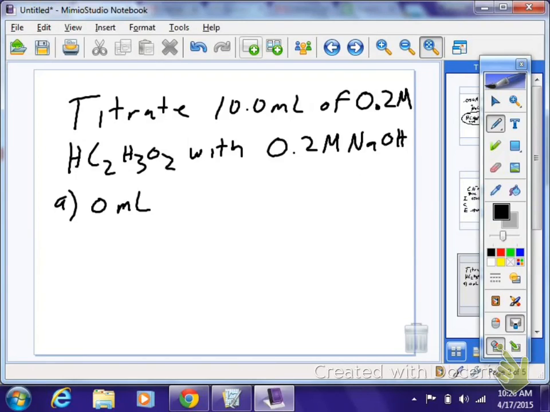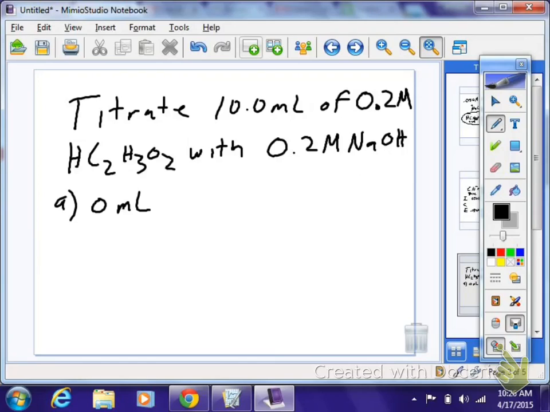So this is what you're going to do today. Just like we did the other day, you're going to titrate 10 milliliters of acetic acid, 0.2 molar, with the same concentration of NaOH. That's what you're going to do. Okay? Is this like the problem with it? This is a different problem.